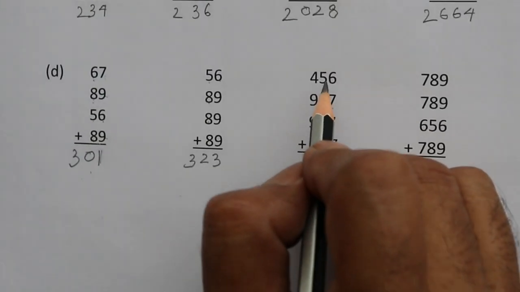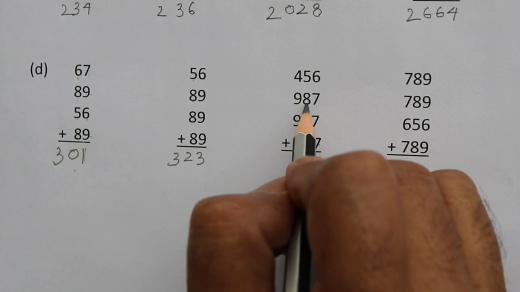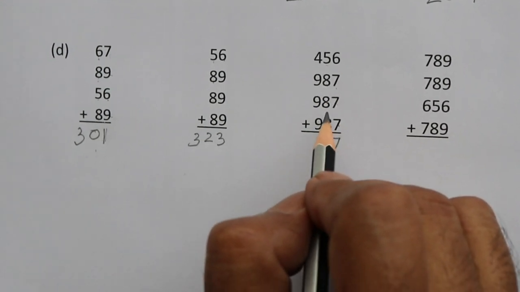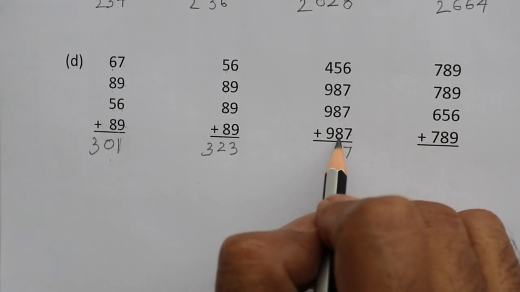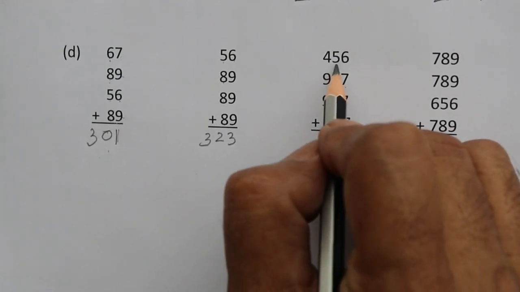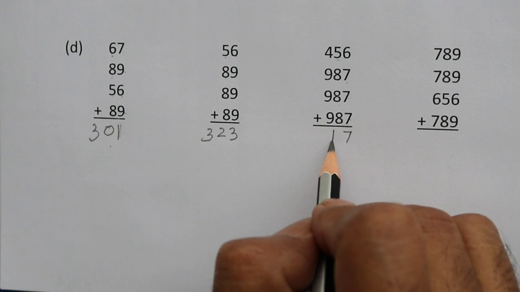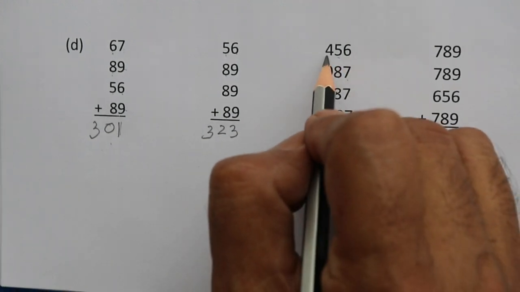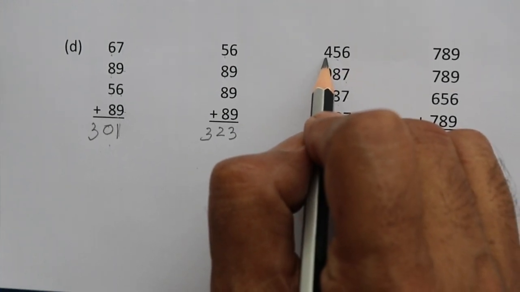5 plus 2, 7. Plus 8 minus 2, plus 8 minus 2, plus 8 minus 2. Algebraic sum minus 6. 7 minus 6, 1, carry over 3. 4 plus 3, 7, plus 9 minus 1.